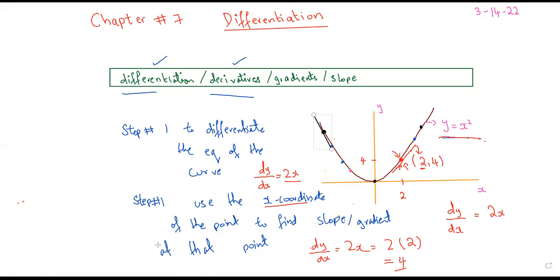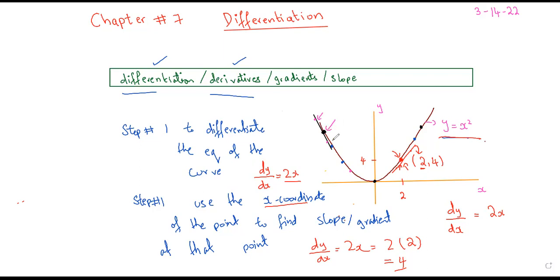So I'll pick up any 2 points. Let's say this is the point on the line, this is the point on the line. Now this black line is the tangent line. I know how to find the gradient of a straight line using the m formula: m equals y2 minus y1 divided by x2 minus x1. The gradient of the black line and this point would be the same.